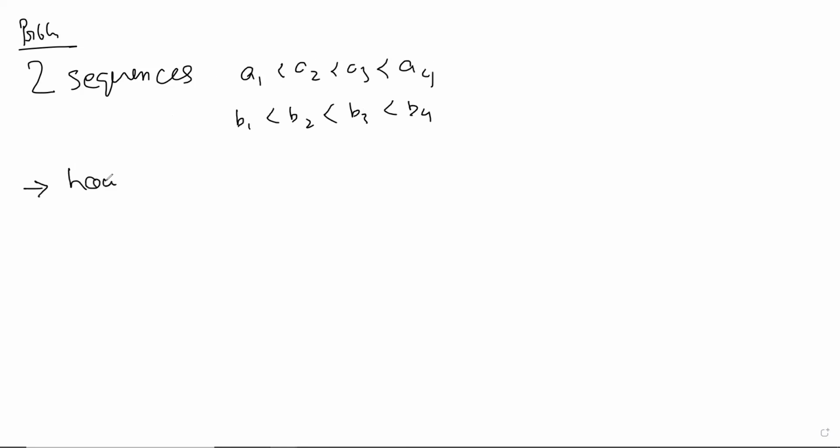How many ways to merge the 2 sequences? By merge, I just mean you combine these 2 sequences to make a sequence of size 8, but the relative order should not change. Now you try to formalize it.